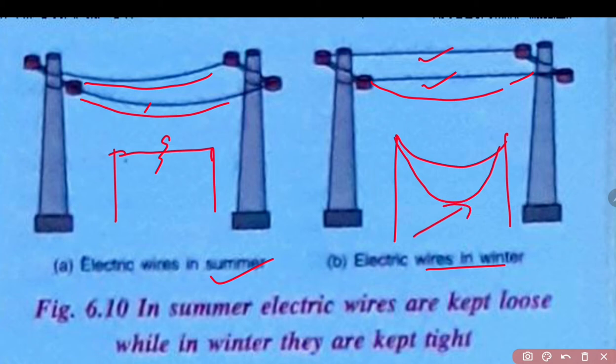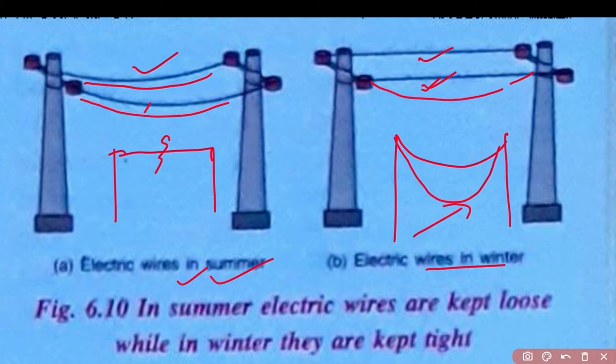I hope you have understood why telephone wires, or any kind of wires, are supposed to be laid in this particular fashion: loose when they are constructed during summer, and tight when they are constructed during winters. Okay, I hope you have understood till here. Let us go to the second point.